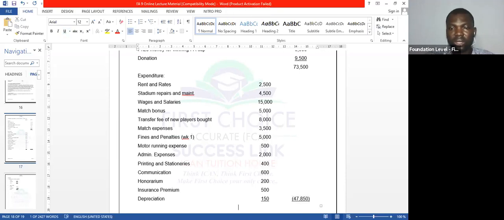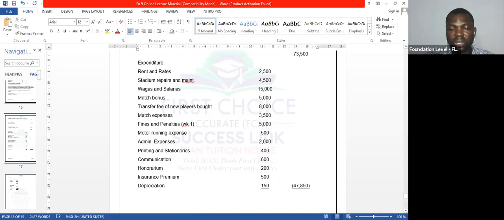So if we net it together, that will give us either a surplus or a deficit. But since our income is more than the expenditure, that will give us what we call a surplus. So we call that surplus of income over expenditure.